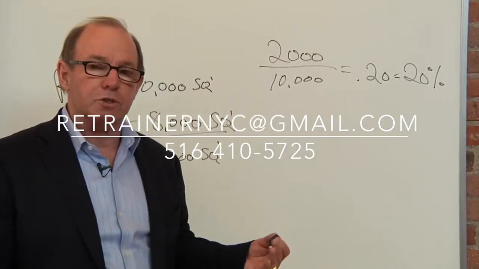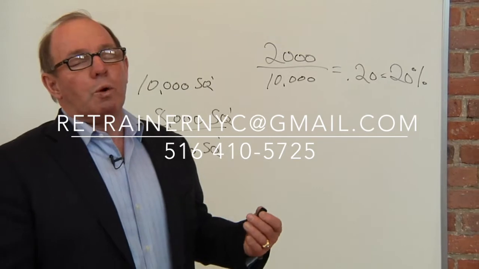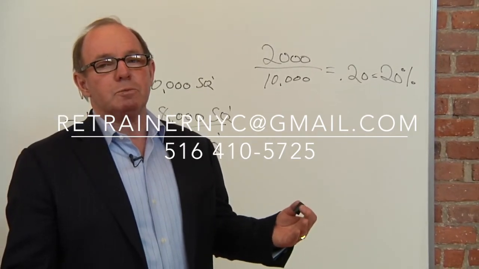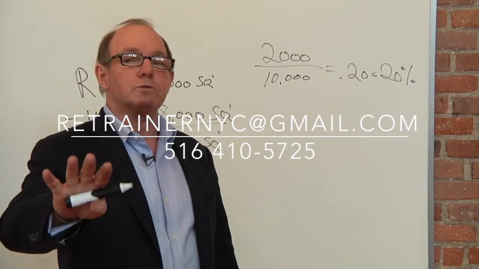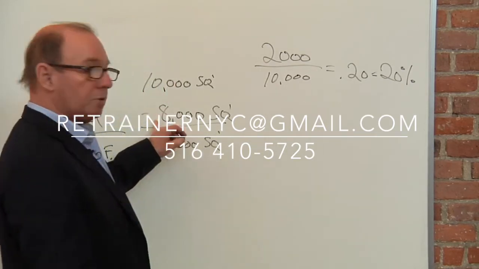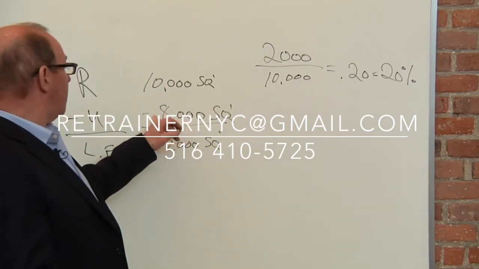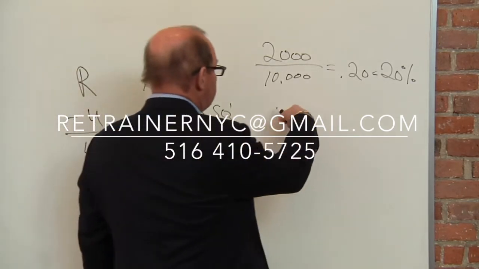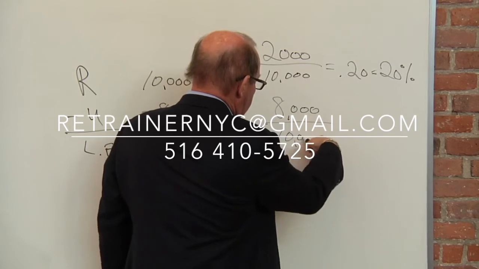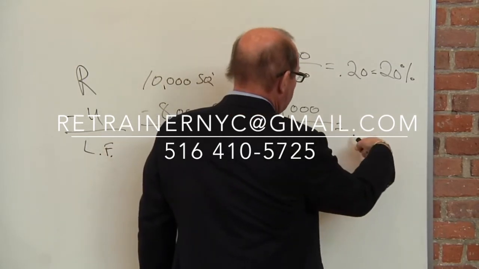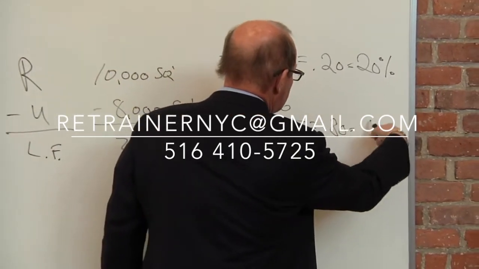There's a flip side to the loss factor, and the flip side is, what is the building's efficiency? How much space is being used efficiently or effectively? Well, again, in that facility with 4 classrooms, we said the classrooms were 8,000 square feet. So let's draw a relationship between this and this. So we put 8,000 over 10,000. The building's efficiency is 80%.